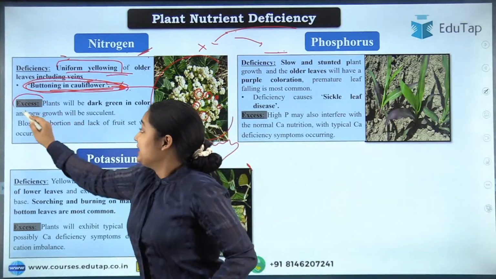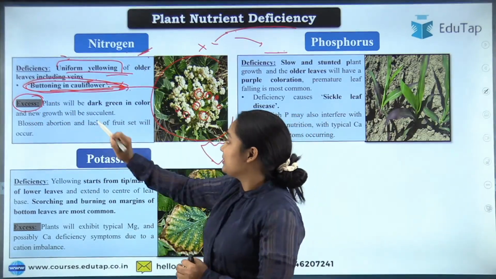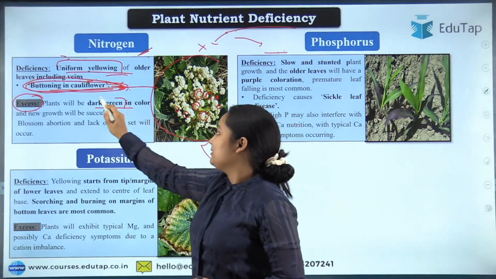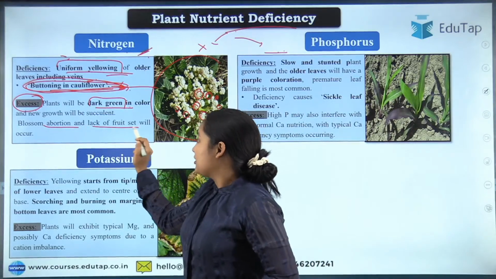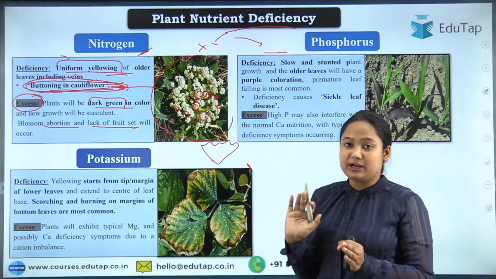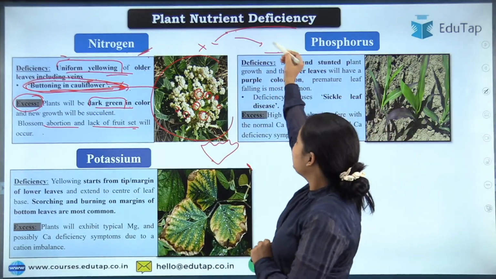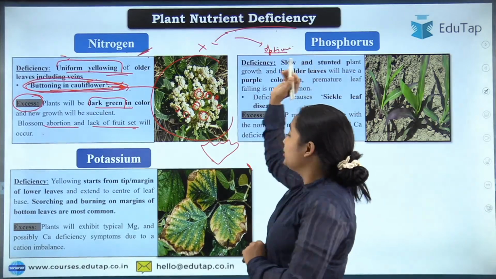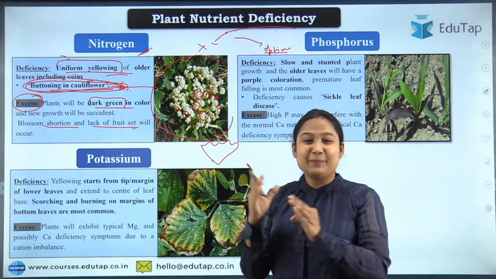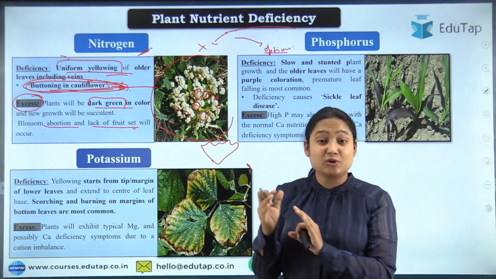Then what will happen if it is present in excess? Okay, there is too much nitrogen. First of all, the plant will become dark green in color. Blossom abortion and lack of fruit set will occur due to the excess amount of nitrogen. So always provide plant nutrients in an optimum range. That is why we say don't use too much urea. Okay, it can burn the plant. That is the kind of condition we are talking about when we talk about excess nitrogen.